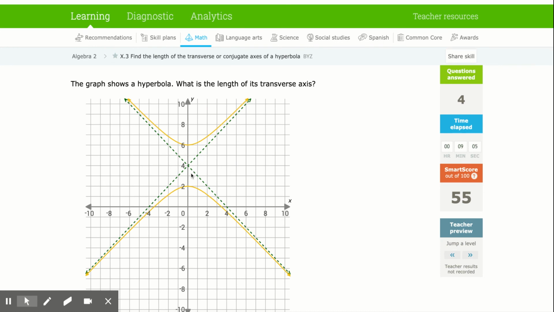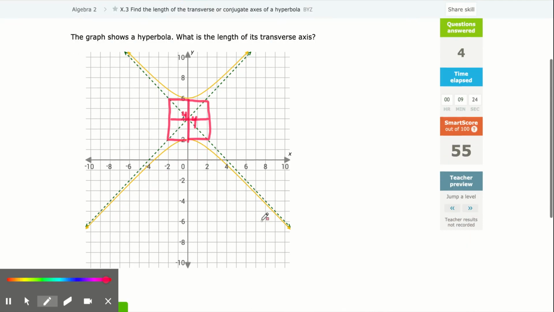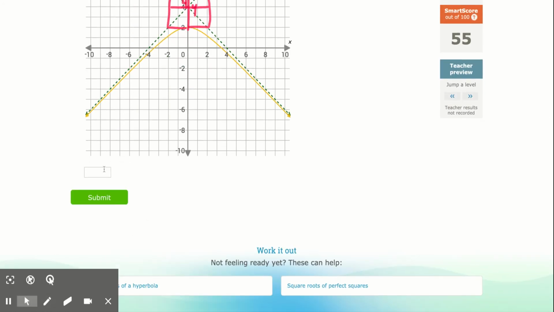Again, don't let the center confuse you. If the center is elsewhere, you still just go out like this, up, so you form that little square or rectangle. I know my transverse axis is 4. My conjugate axis is also 4. So A and B are both 2. So down here, I'll just type in 4 because they're both 4 in length.